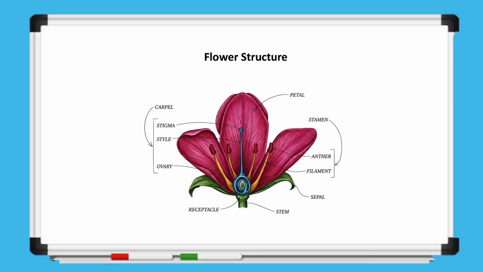So now let's talk about the structure of a general flower, or more specifically, an insect-pollinated flower. If we look at the diagram of a flower, we can see both its reproductive parts and the supporting structures that help it function. Starting with the female reproductive part, which is called the carpel or pistil, this is found at the center of the flower.